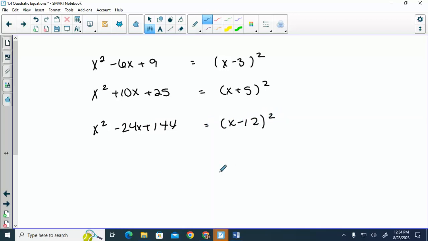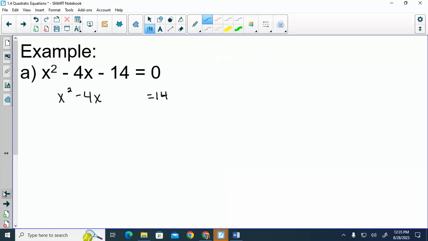So if you look at the pattern, if I took this middle term, how can I look at that 24 and know what my constant has to be? We can divide this by 2. 24 divided by 2 is 12. And then what do you do to 12 to get 144? Take it to the second power, yeah. So 10 divided by 2 is 5. 5 squared is 25. 6 divided by 2 is 3. 3 squared is 9. So to make this a perfect square, we're going to take the middle term, divide it by 2 and square it.